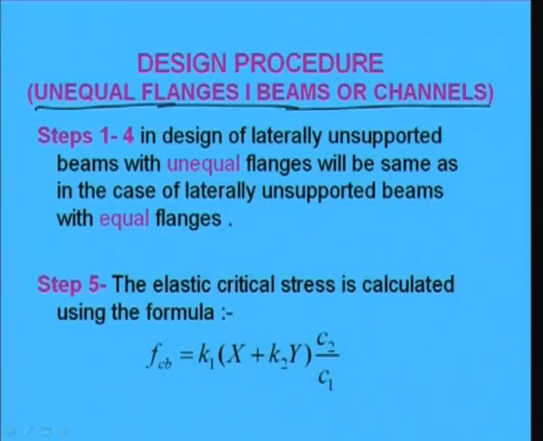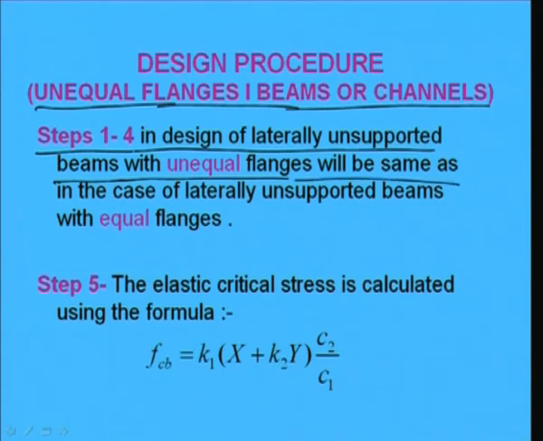Now we will have a look at the procedure we follow for the design of such sections. First, steps 1 to 4 in the design of laterally unsupported beams with unequal flanges will be the same as in the case of laterally supported beams with equal flanges.